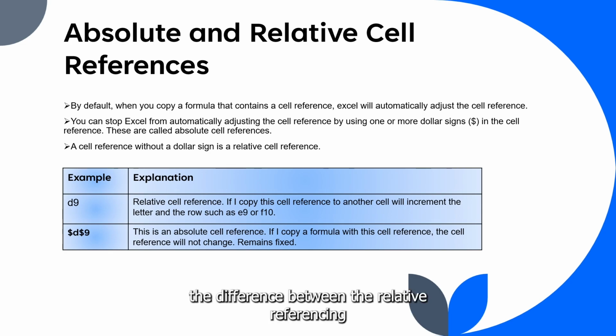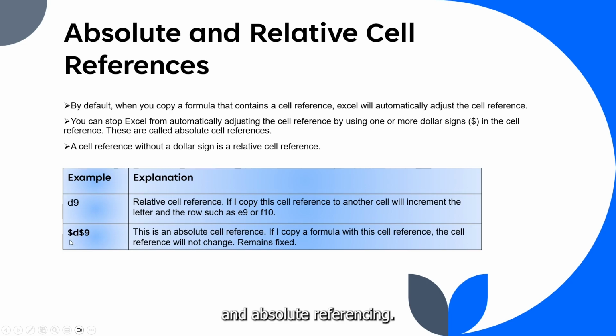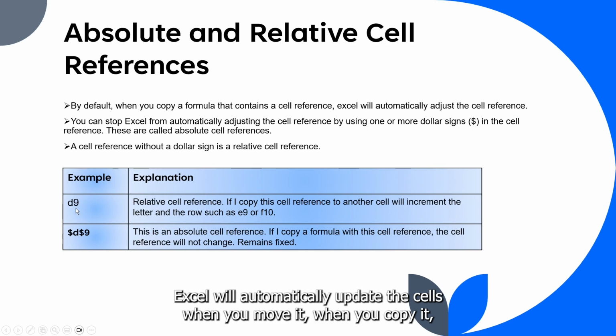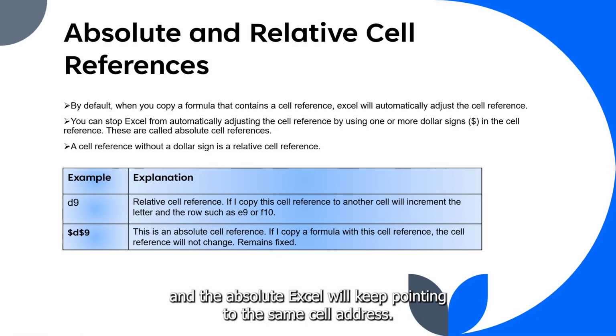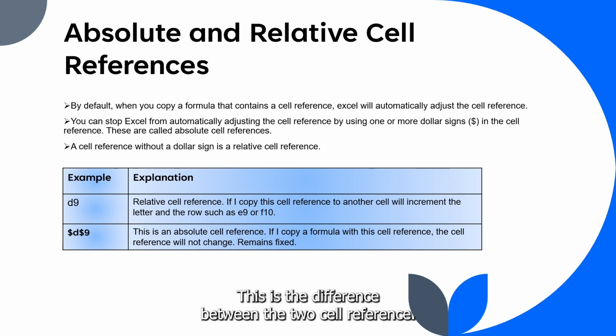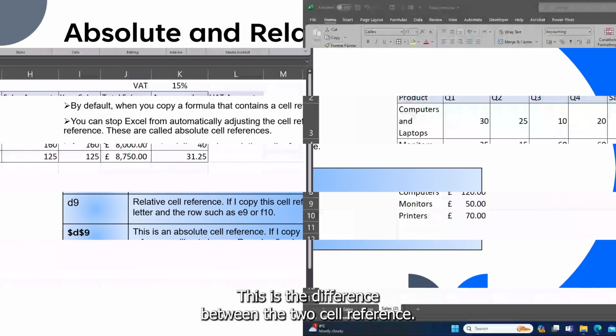This is the difference between relative cell referencing and absolute cell referencing. With relative, Excel will automatically update the cells when we move it, when we copy it. And with absolute, Excel will keep pointing to the same cell address. This is the difference between the two cell referencing types.